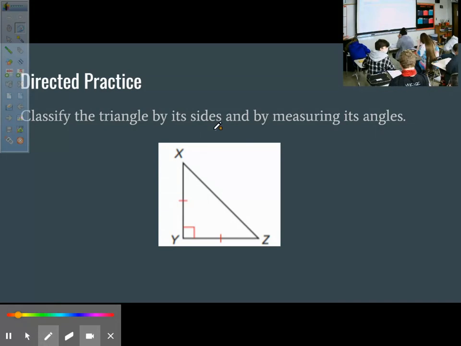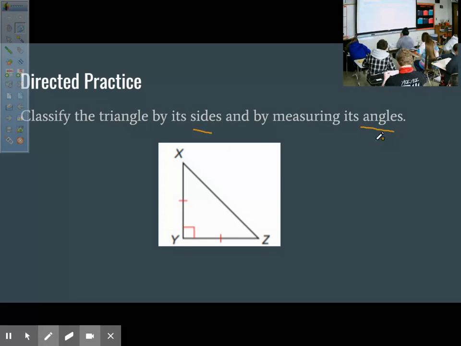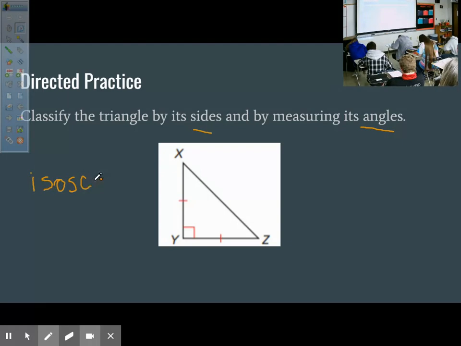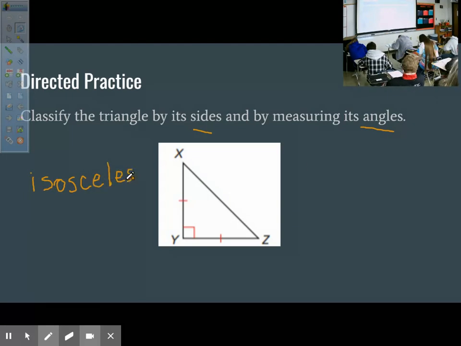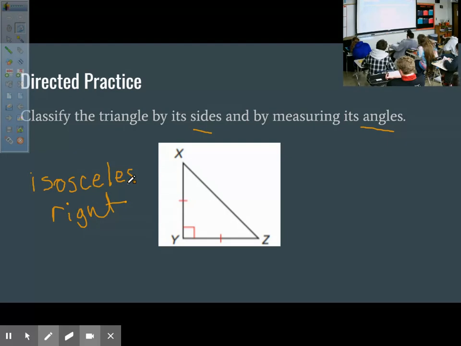It says classify the triangle by its sides and by measuring its angles. So for the sides, you're going to want to see if any are marked congruent. Sierra, how many sides are marked congruent? So what would that make it considered by its sides? Isosceles, so you need to write down that it's isosceles. And then with its angles, Haley, what do you notice about the angles? Yeah, one of them's a right angle, so what does that mean that the triangle is? A right triangle. So this triangle is isosceles, and it's a right triangle.